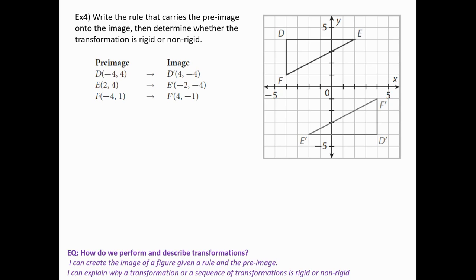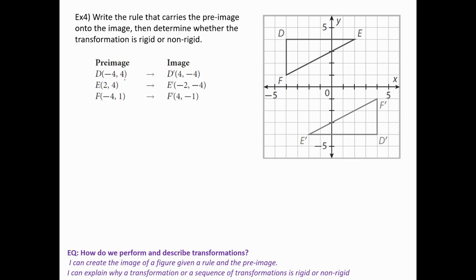Write the rule that carries the pre-image onto the image, then determine whether the transformation is rigid or non-rigid. Okay, so this time we're given the picture of the pre-image and image. We're given the ordered pairs, and we are asked to create the rule. So to do that, we're going to be looking for patterns.